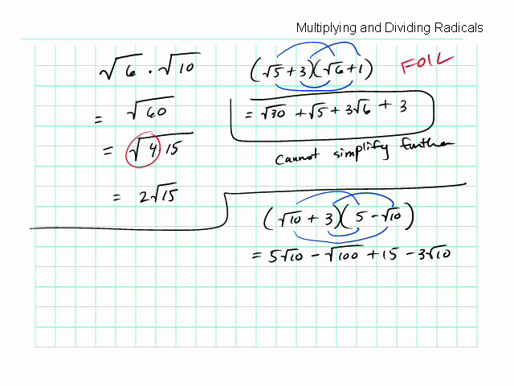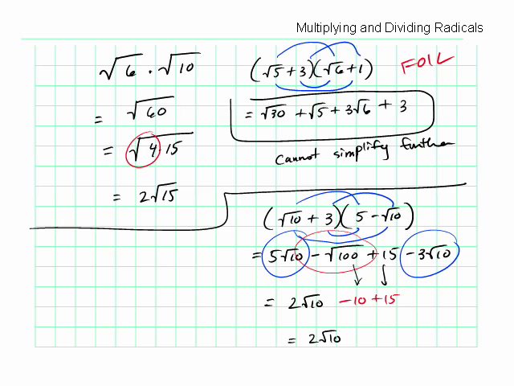Now we can combine a few things here. First of all, I notice that 5 square root 10 minus 3 square root 10 is 2 square root 10. I also notice here that that's actually minus 10. Right? Square root of 100 is 10. Plus 15, I can add those numbers together, and I'll get my answer. I'll get my answer 2 square root 10 plus 5. And there's our result.